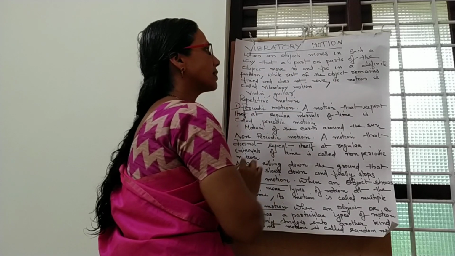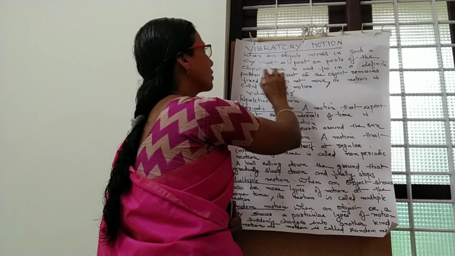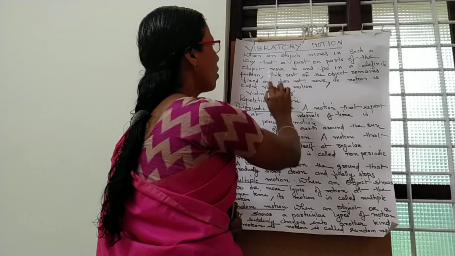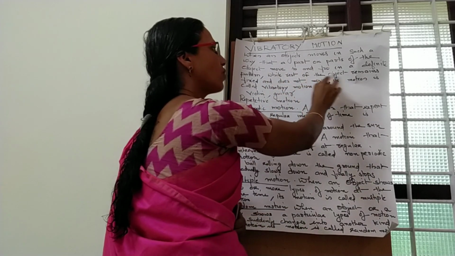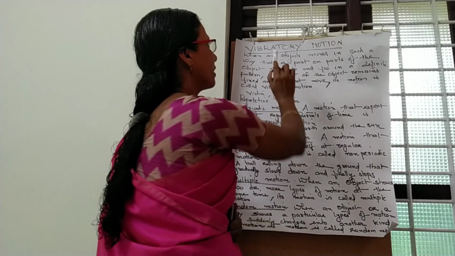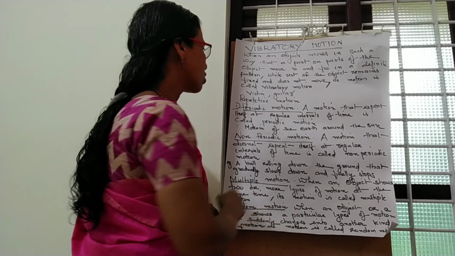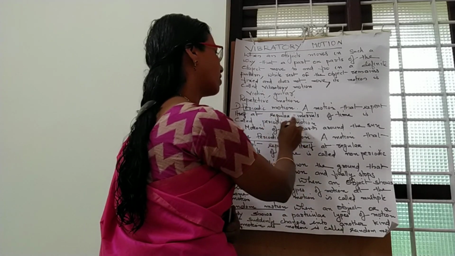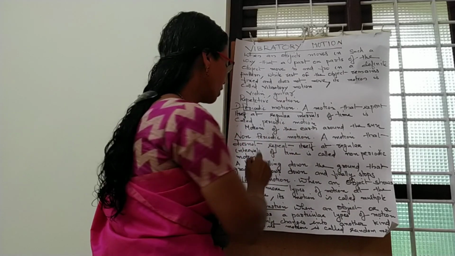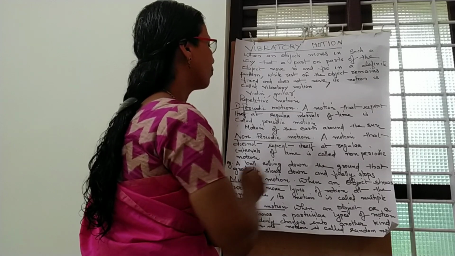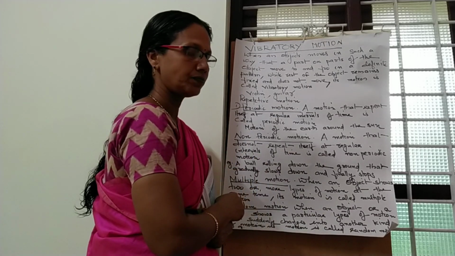Vibratory motion means an object moves in such a way that a part or parts of the object move to and fro while the rest of the object remains fixed. That type of motion is vibratory motion. Periodic motion is a motion that repeats itself at regular intervals of time. Non-periodic motion is a motion that does not repeat itself at regular intervals of time.